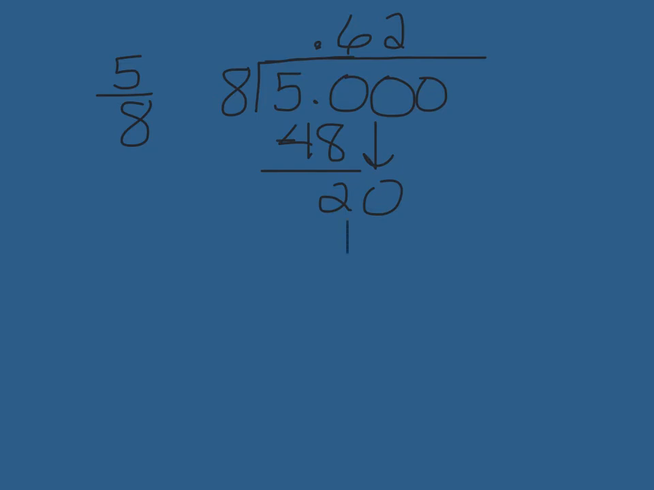2 times 8 is 16. And I subtract and get 4. Bring down this 0. 8 goes into 40 5 times. 5 times 8 is 40. I subtract and I have 0. There's no remainder. So this is a terminating decimal. It has an ending point. There's a definite number of decimal places. So this is a terminating decimal.